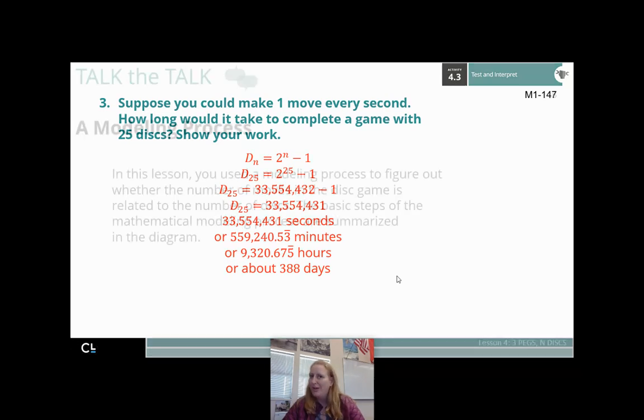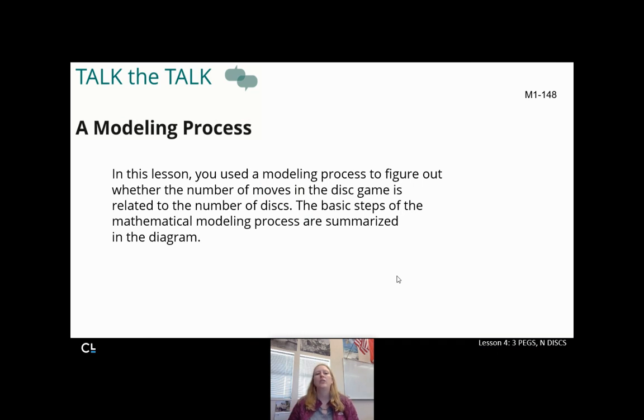Come on now. So you can see that in this lesson, we were using a modeling process to figure out whether the number of moves in our disc game is related to the number of discs. And there was definitely a relationship there. So on the next page, I just have the basic steps of this mathematical modeling process summarized in a lovely diagram. The whole point of math is to teach us to be problem solvers. It's not to memorize formulas. It's, do you know how to solve a problem? That's a huge thing that we're trying to teach you in math.